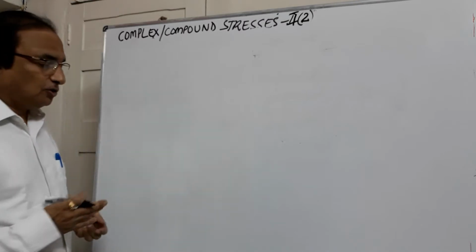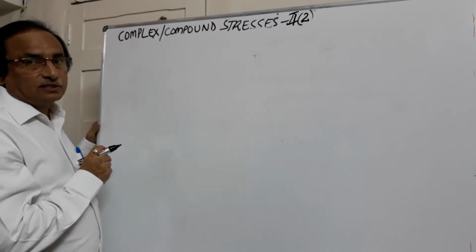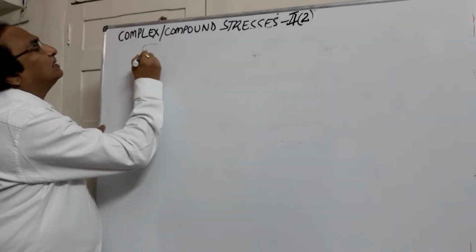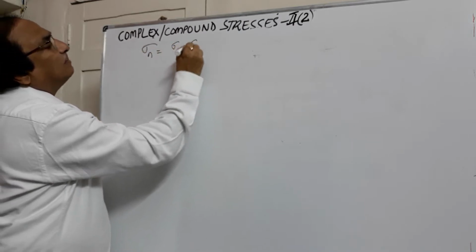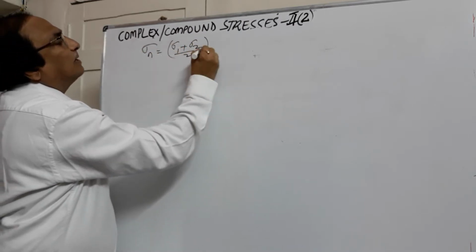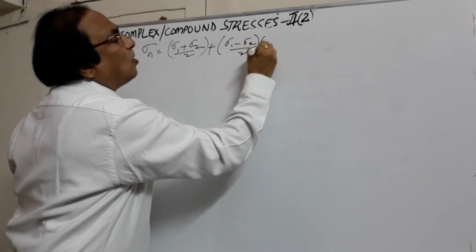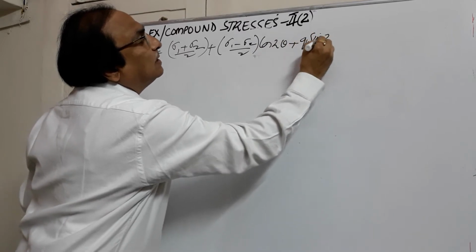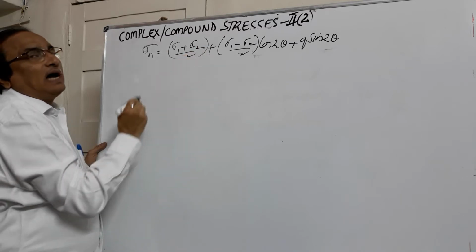In the earlier video, we have seen how to find the normal stress and the tangential stress if a system of stresses is given. The normal stress sigma n is given by (sigma 1 plus sigma 2)/2 plus (sigma 1 minus sigma 2)/2 into cos 2 theta plus q sin 2 theta. This is the stress system where sigma 1, sigma 2 and q are there.